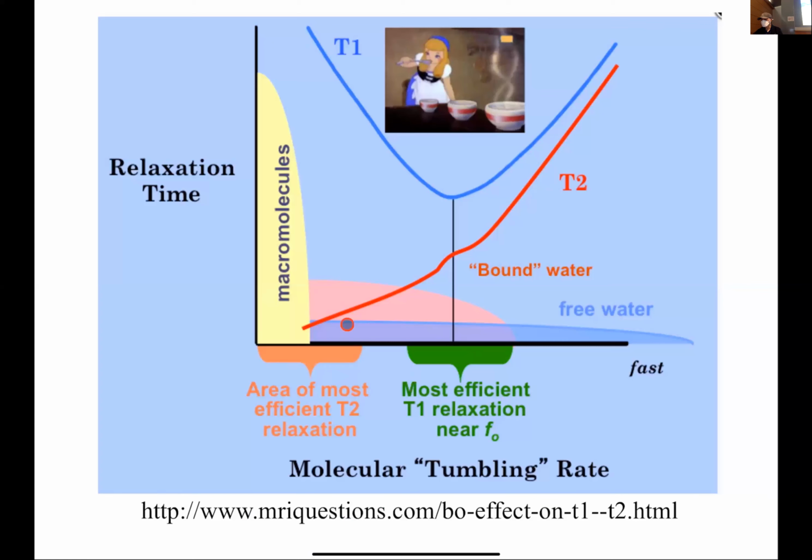In macromolecules, where the tumbling rate is too slow, then the T1 is very long. And also in free water, when the tumbling rate is too fast, the T1 is also long. So we have to be somewhere between solids and liquids to get the right tumbling rate.